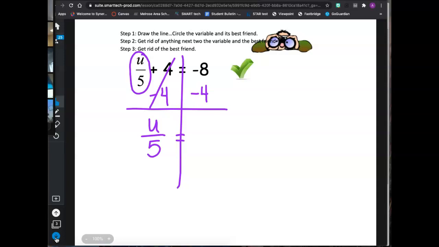Okay, so you guys remember, I'm going to write it off to the side. Negative 8 minus 4, keep, change, right? Is negative 8 plus negative 4, which is negative 12.